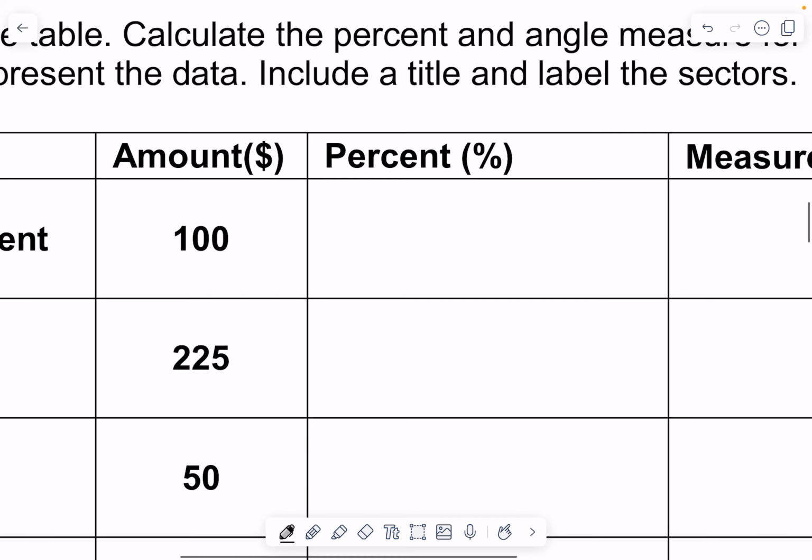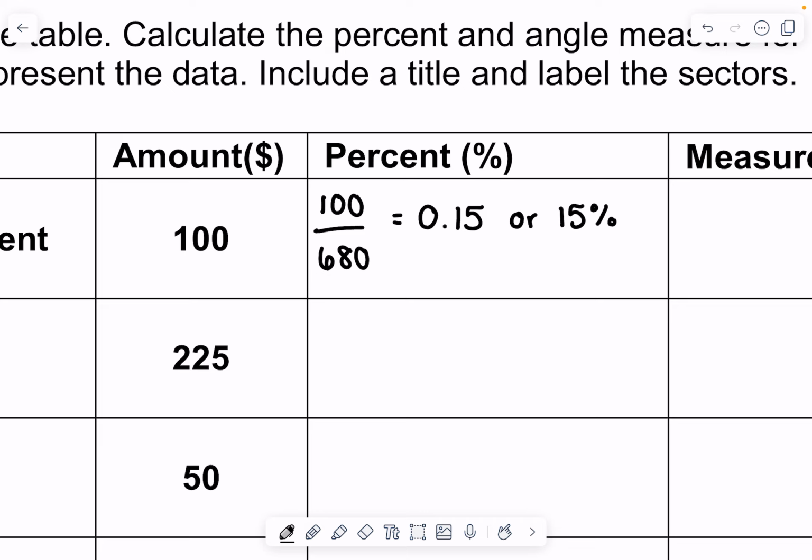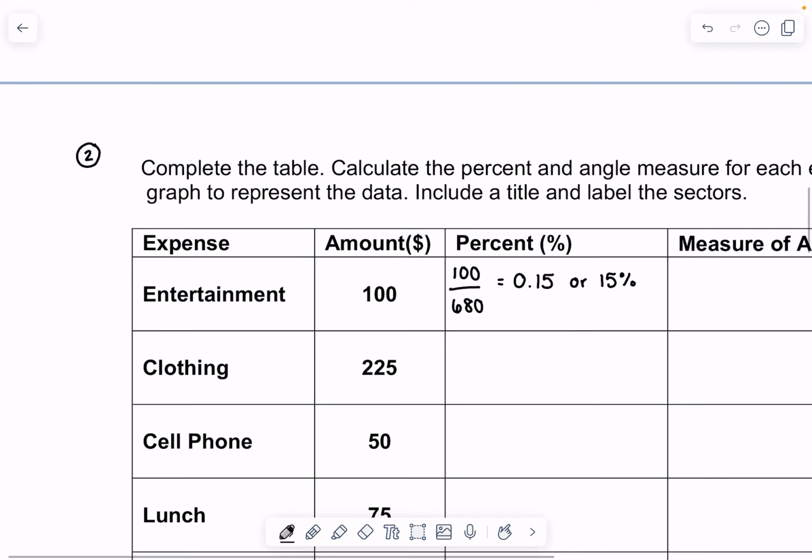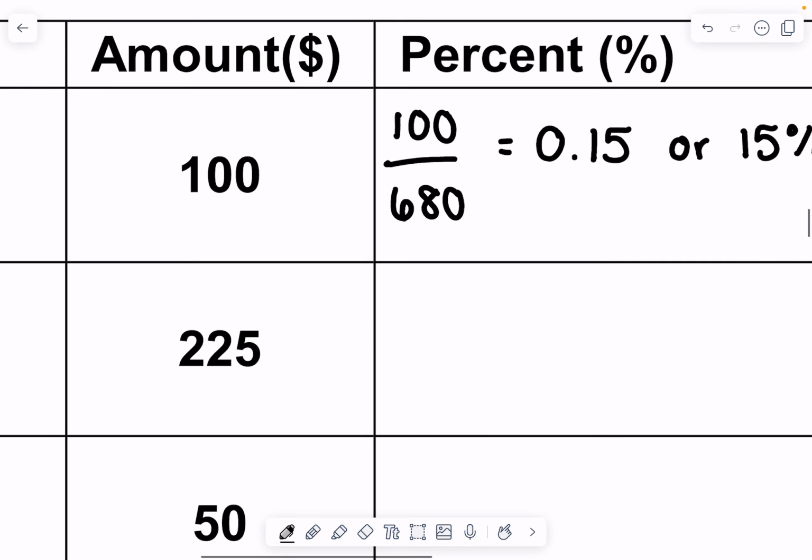So, for example, entertainment, 100 over 680. We get 0.15, or roughly about 15%. I'm someone who really likes decimals. However, there's going to be people that probably don't. You're going to use whatever method is best for you.